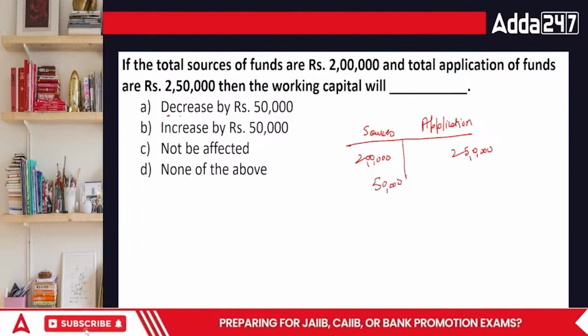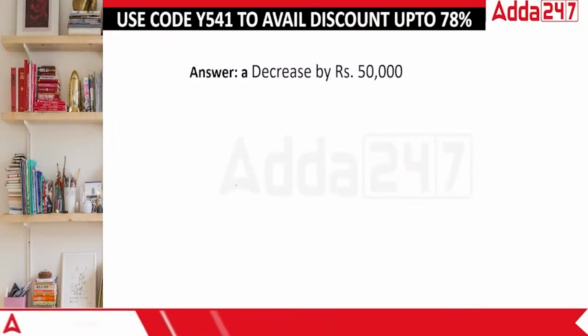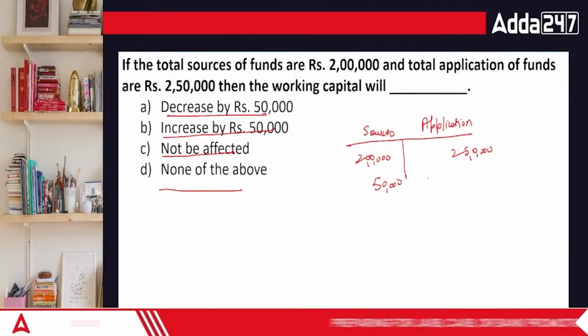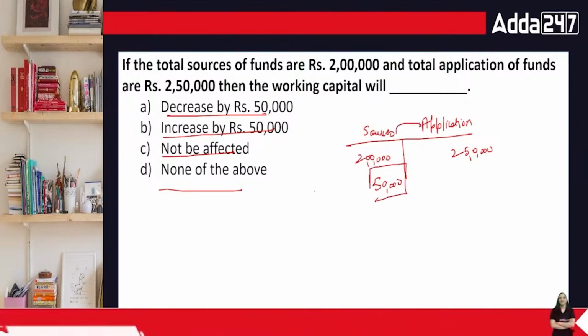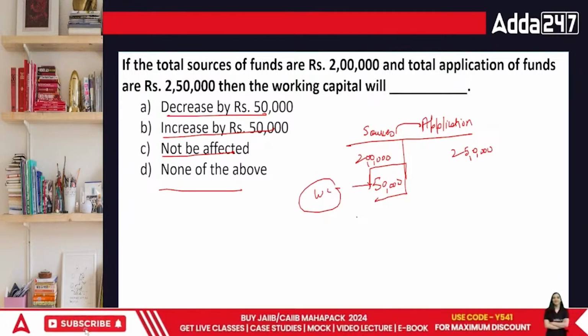Is it a decrease in working capital, an increase in working capital, not affected, or none of the above? The correct answer in this case is decrease by 50,000. You need funds here for application. That means you'll take this money from working capital, right? Done, everybody?